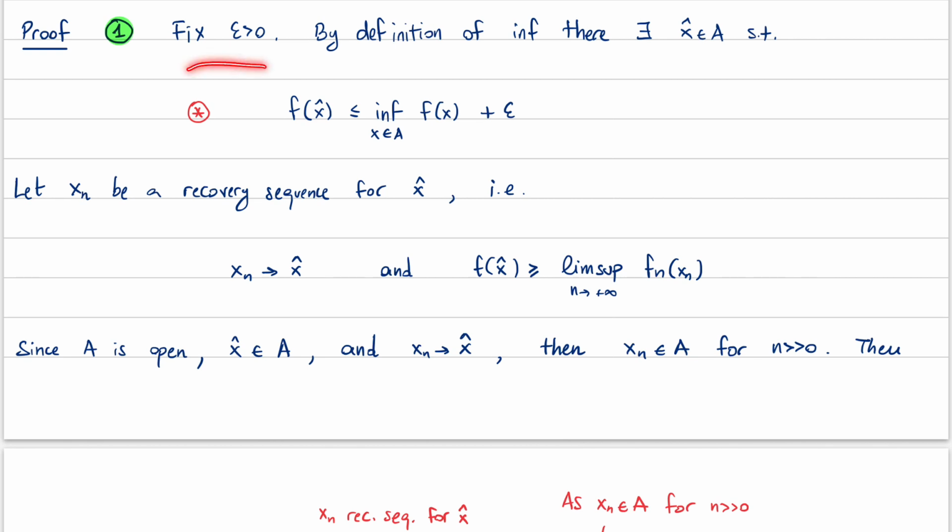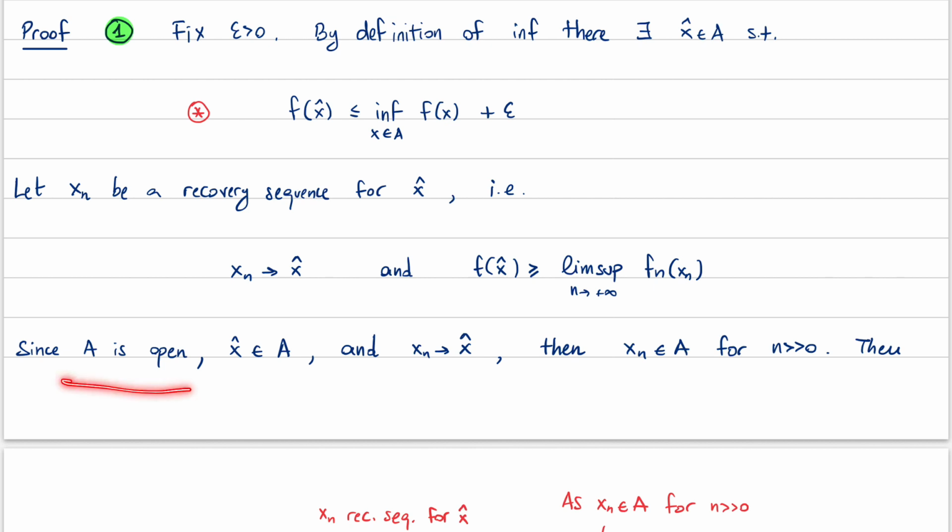Point 1, fix epsilon positive. By definition of infimum, you know that you can find a point x in the set A such that, I mean, in the set A, it doesn't matter that it's open. It's important that it's not empty. So you can find a point x hat such that F of x hat is less or equal than the infimum of F of x over A plus epsilon. Now consider a recovery sequence for this point x hat, meaning that xn converges to x hat, and also the gamma limit evaluated at x hat has to be larger or equal than the lim-sup of Fn of xn.